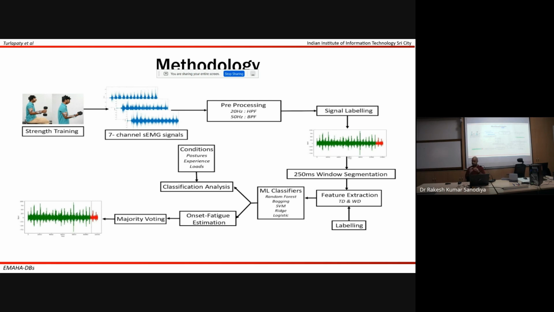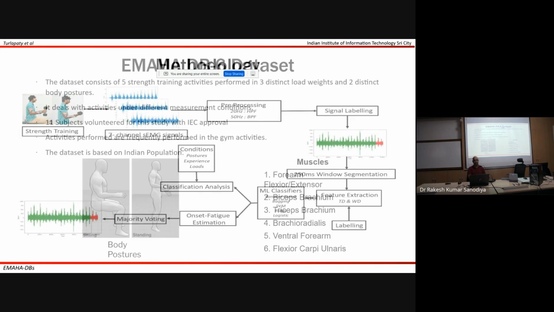Then the signal is divided into segments, and the segments are classified as fatigue or non-fatigue. In this case, we started with majority voting. Then we are able to say this part of the signal is non-fatigue, and this part of the signal is fatigue. Okay. So let us see the results.